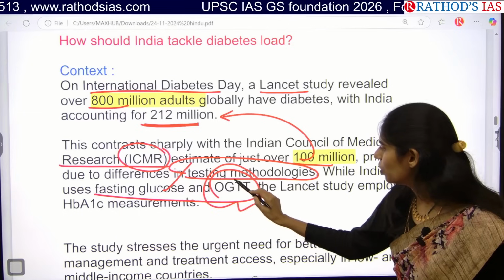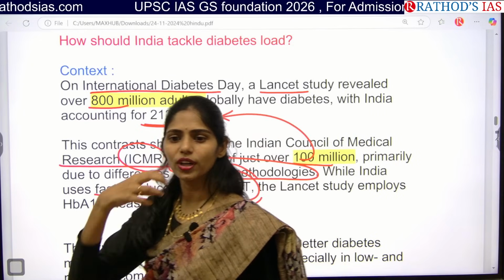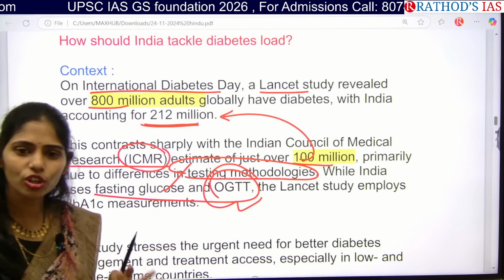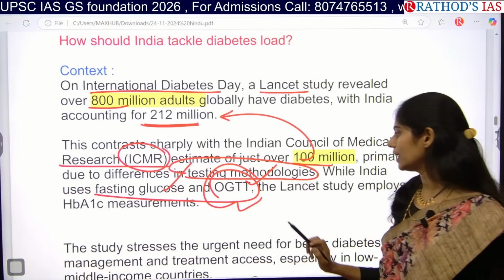The next one is the oral glucose tolerance test. You are given glucose orally, and it is tested how much you tolerate it, how much glucose is eliminated. So these are the two parameters that we take in India.